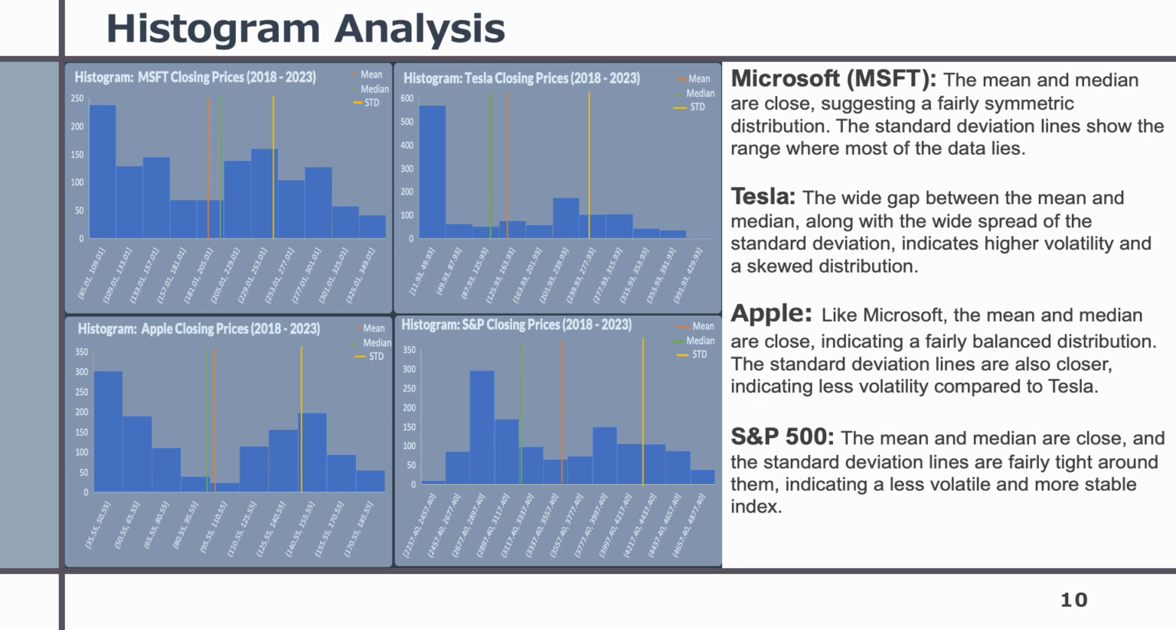Apple, like Microsoft, the mean and the median are close, indicating a fairly balanced distribution. The STD lines also are closer, indicating less volatility compared to Tesla. S&P 500. The mean and the median are close, and the STD lines are fairly tight around them, indicating a less volatile and more stable index.